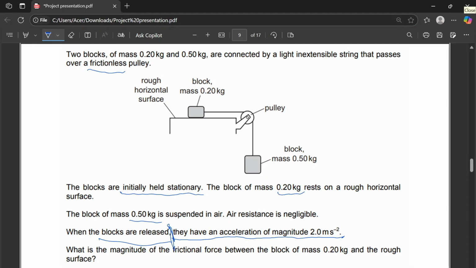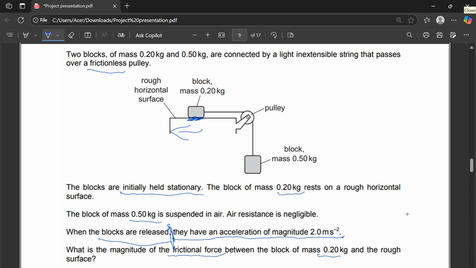As we know, now we need to equate the two sides so that we can find the tension, and also they're asking for the frictional force between the block mass and the rough surface, which is acting on this side. So that we can find the answer.